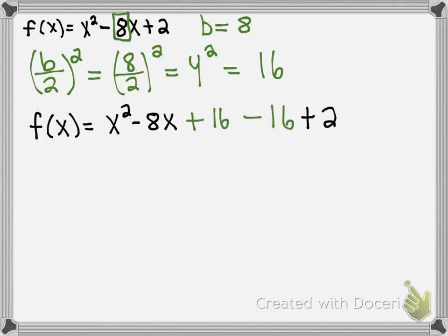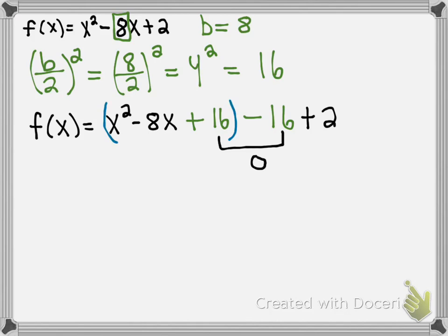So we add 16, subtract 16, and the reason for subtracting 16 is the net effect. If I add 16 and subtract 16, that's like we've just added in 0, and what we would be left with would be x squared minus 8x plus 2, which is what we started with. So we add 16 to complete the square, but we subtract 16 so that we are not changing the expression that we started with.